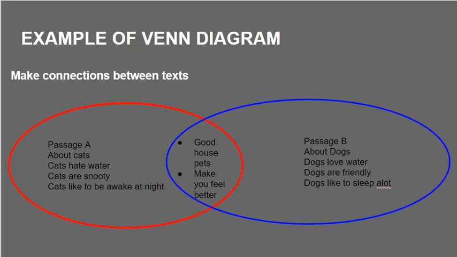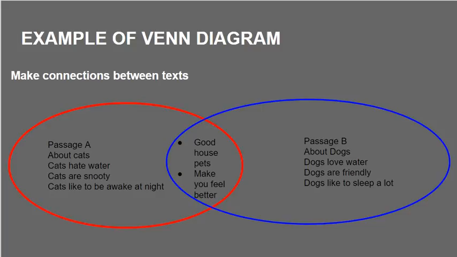So see in the red, I read passage A about cats, and I wrote down some connections here that I made to the text. Cats hate water, cats are snooty, cats like to be awake at night. Then I read passage B, and it was about dogs. Dogs love the water, dogs are friendly, and dogs like to sleep a lot. Then I found what was made a connection of those two texts. See what's in the center there of where the blue and the red circles intersect? Both cats and dogs make good house pets. Both cats and dogs make you feel better. So I found a connection between the text about dogs and cats.